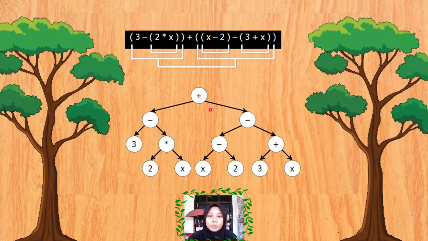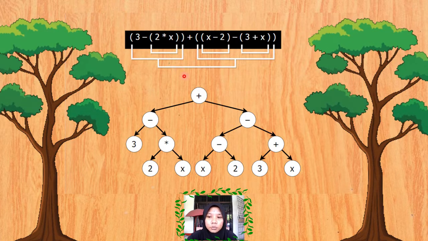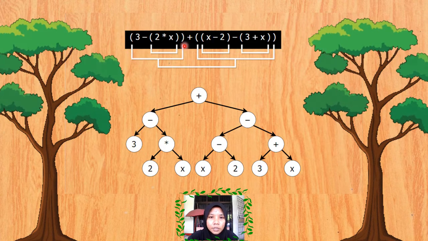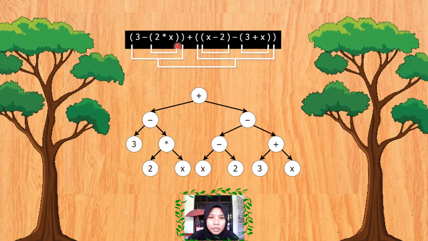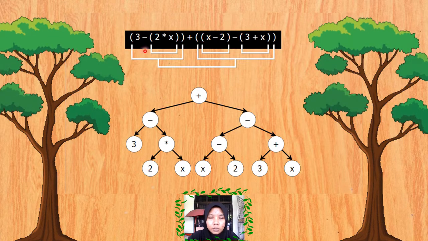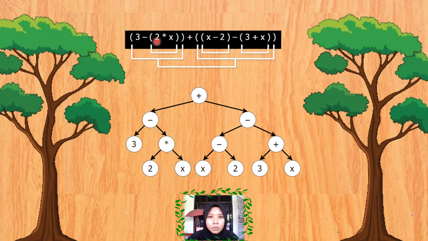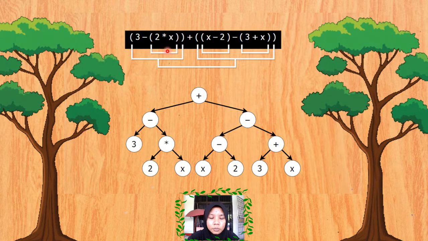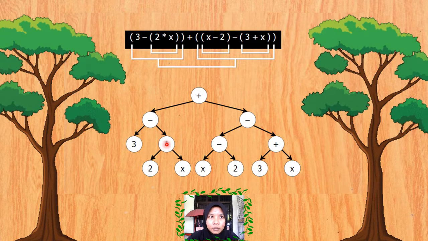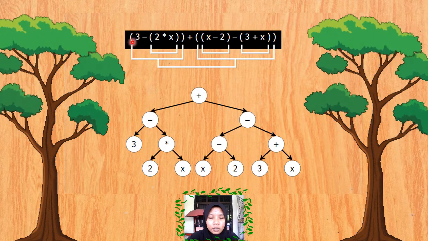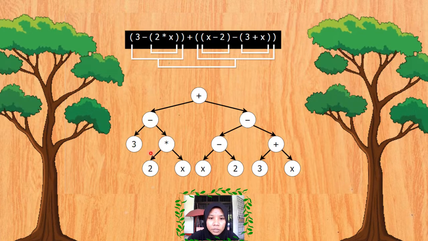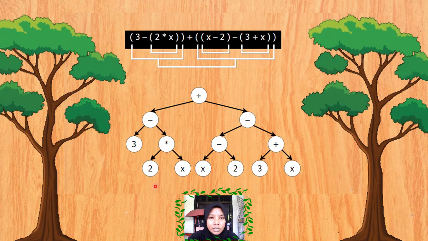Let's move to another example. Okay, as usual, we need to identify the first priority, which is the bracket. So we have a big bracket here and an inner bracket in it, and then we have another big bracket and two inner brackets here. So we solve the left side first. We do the inner bracket here, 2 multiply x. Multiplication will be the root for 2 and x. And then we solve the bracket here, 3 minus the expression we did before. Okay, done with the left side.